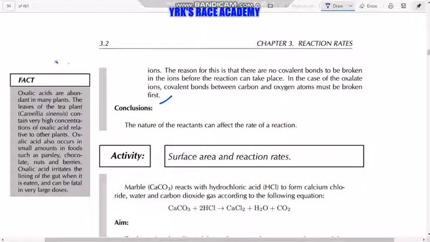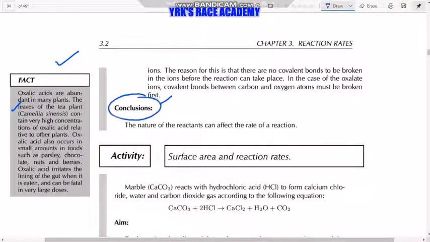So the fact we observed in the previous experiment is that oxalic acid is abundant in many plants. The leaves of the tea plant, Camellia sinensis, contain very high concentrations of oxalic acid relative to other plants. Oxalic acid also occurs in small amounts in fruits and foods such as parsley, chocolate, nuts and berries. Oxalic acid irritates the lining of the gut when it is eaten and can be fatal in very large doses. So this is one of the important facts about oxalic acid, as it is a covalent compound.